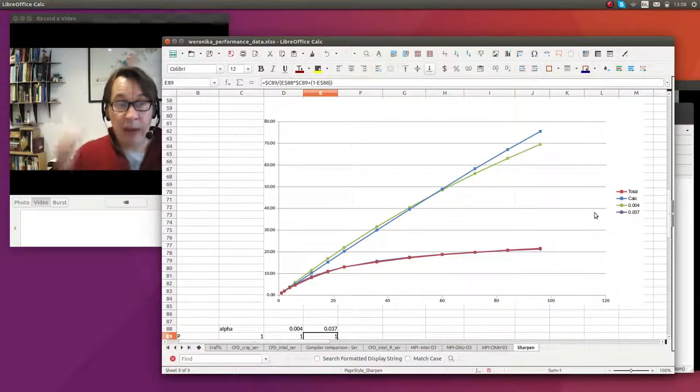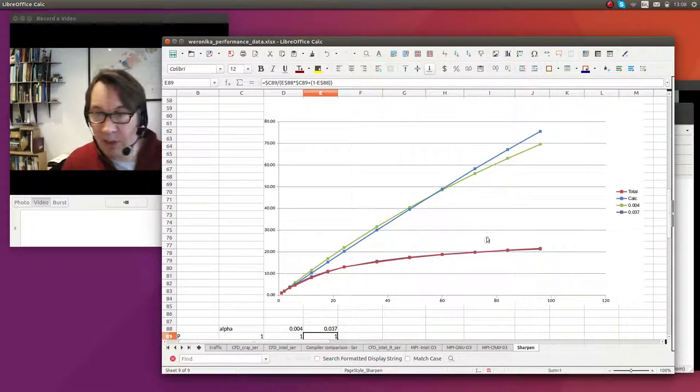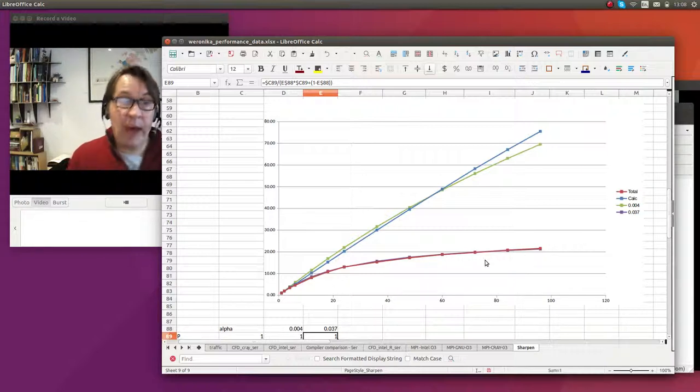Again, the other thing about Amdahl's law is it says that with an infinite number of processes, your speed up is always limited by 1 upon alpha. 1 upon 0.037 gets you about, you know, 25, 30 speed up. And you can see that this speed up is not going to get more than about 25. So it all hangs together.